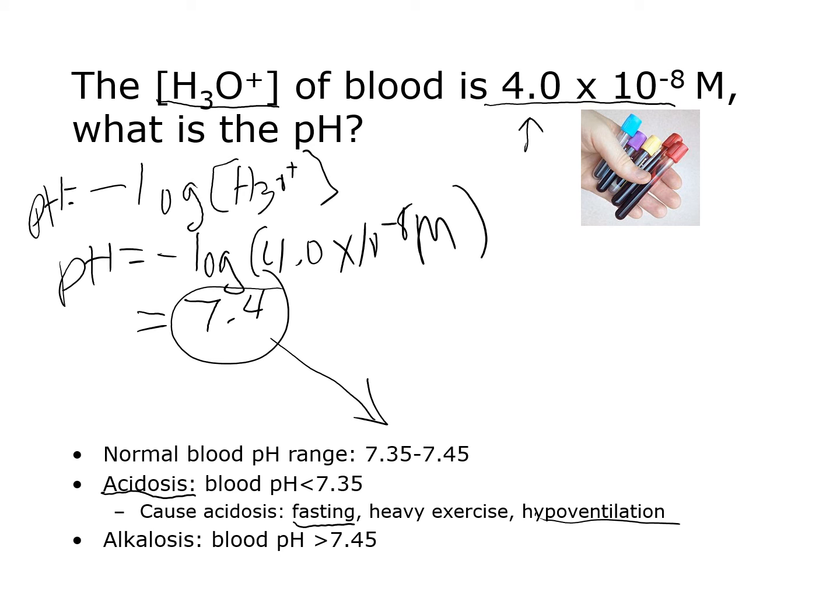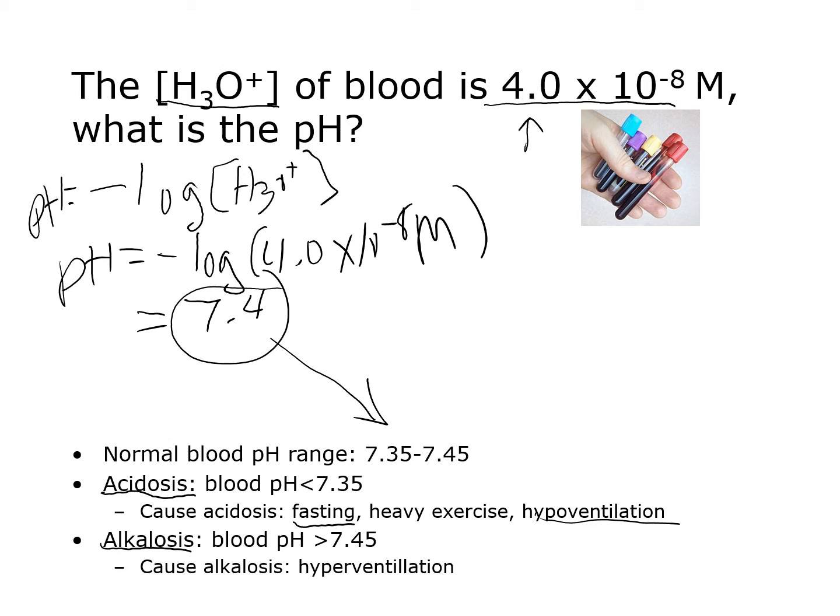If your blood pH is greater than 7.45, it's a condition that's called alkalosis. Some of the symptoms are if you're dizzy, if you have muscle cramps, or if you go into convulsions. And this could be caused by hyperventilation. And this is when you have rapid, heavy breathing.